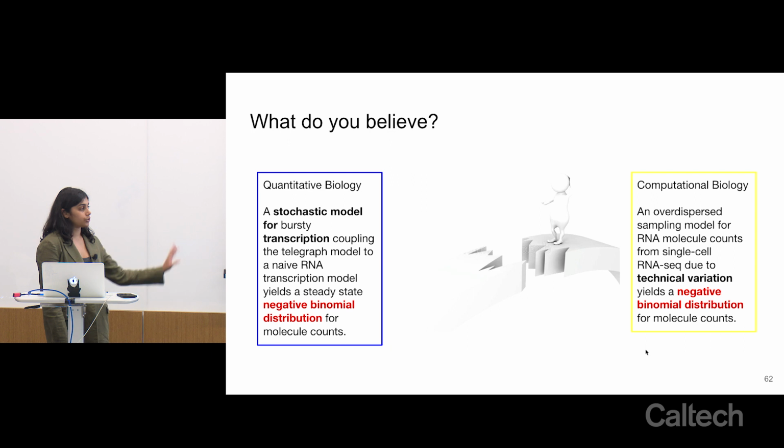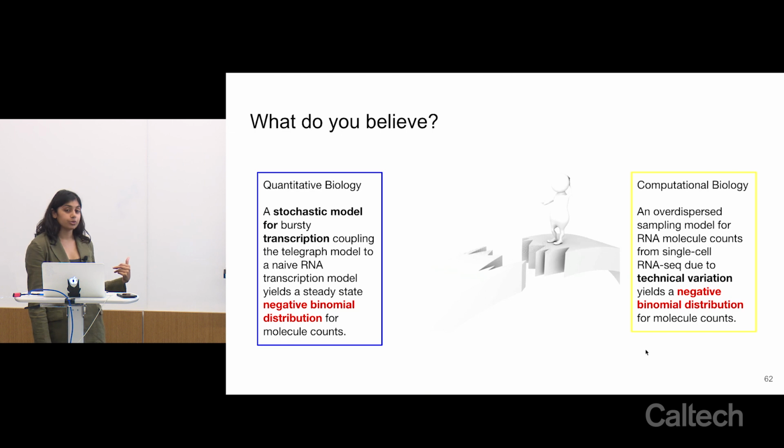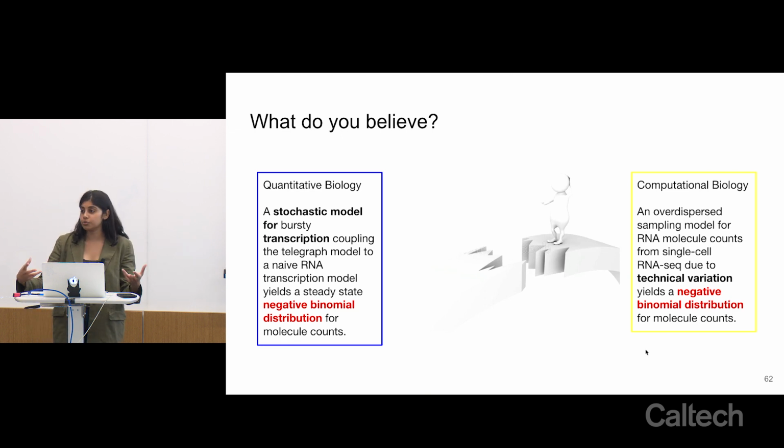And I'll talk about the negative binomial distribution next, which is kind of an interesting one, which can both come from just observing the data, but also can come from an actual model of transcription and how mRNA is actually produced from a gene locus. And so that's kind of cool.